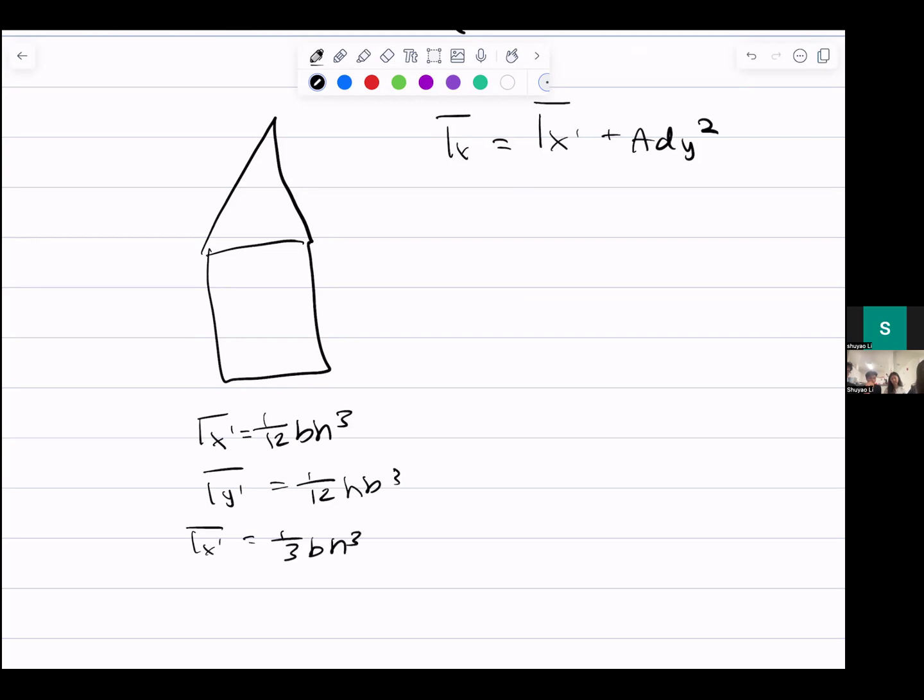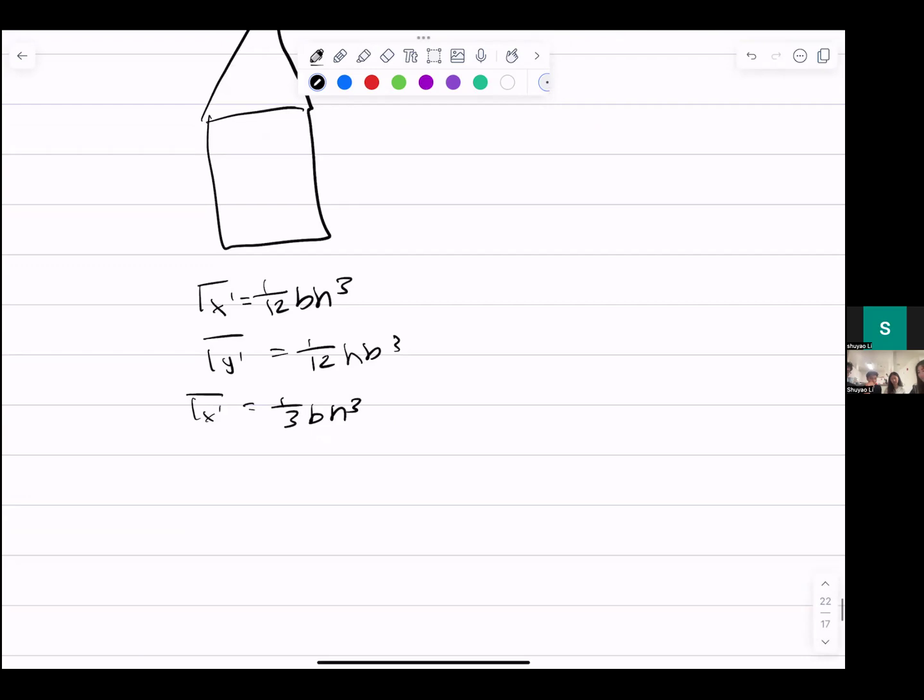Yes, and I believe there is no y moment. It would be 0. Oh, really? Wait, why is that? I mean, I know it's 0, but I just don't know why. For a triangle, yeah. The moment of inertia about. All right, it makes sense. Yeah. Just follow the formula sheet.